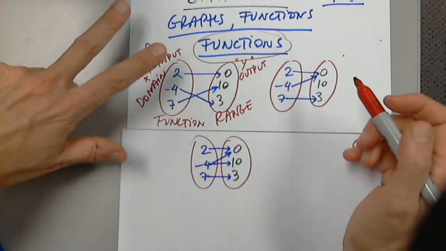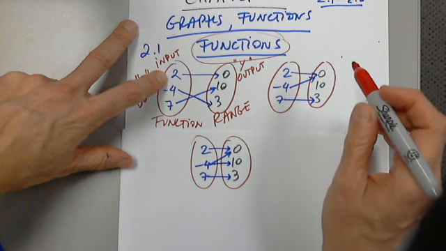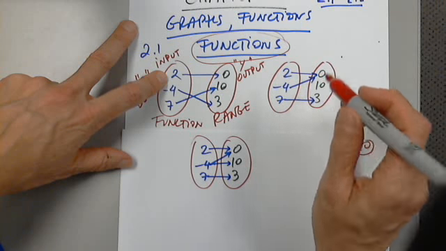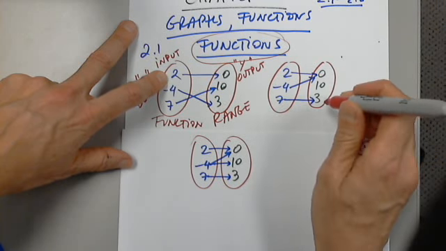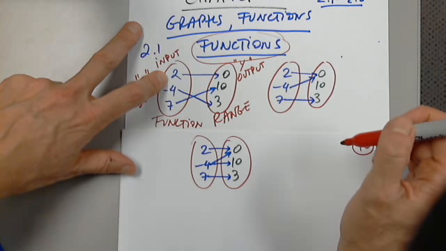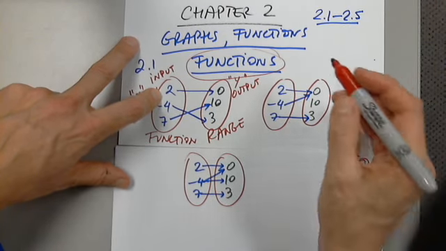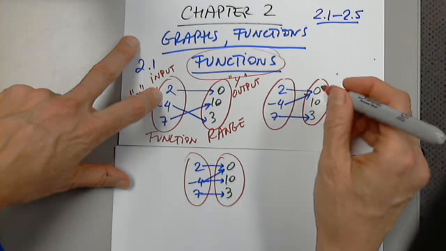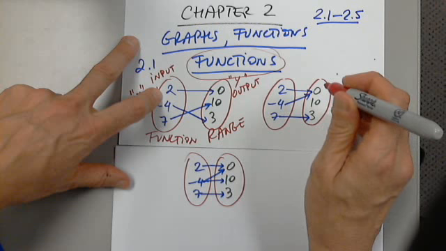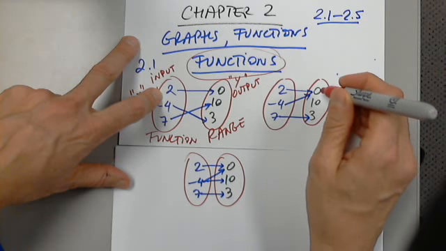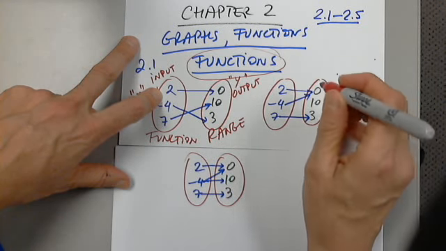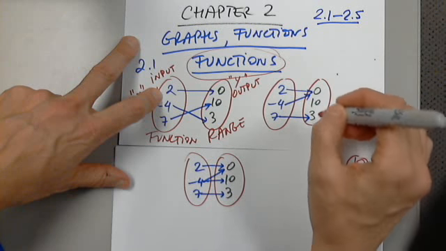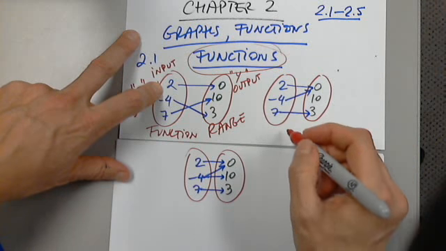In the second situation, x corresponds only to 0. Negative 4 corresponds only to 0. 7 corresponds only to 3. Is this a function? Okay, one more time. Each x value has to correspond to only one y value. 2 corresponds to only one value, 0. Negative 4 corresponds to only one y value, 0. And 7 to only one y value, 3. Function or not?